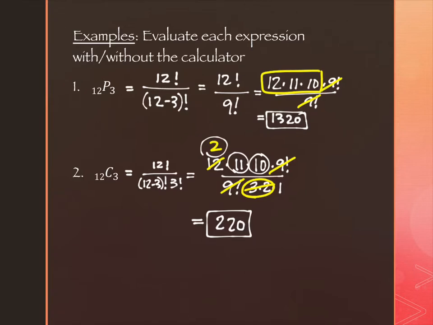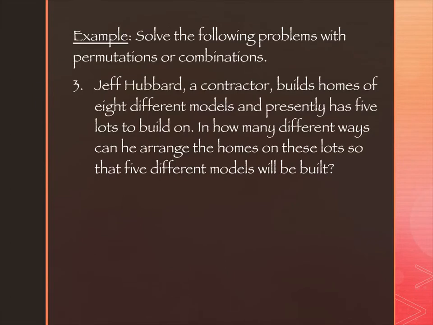So we're going to take a look at an example, and we're going to decide, is it a combination or is it a permutation? Jeff Hubbard, a contractor, builds homes of 8 different models and presently has 5 lots to build on. How many different ways can he arrange the homes on these lots so that 5 different models will be built? So we need to decide, does the order matter with the context of this problem? Yes, you're right, Bryn, it does. What pieces of that make you think that's the direction we're going?